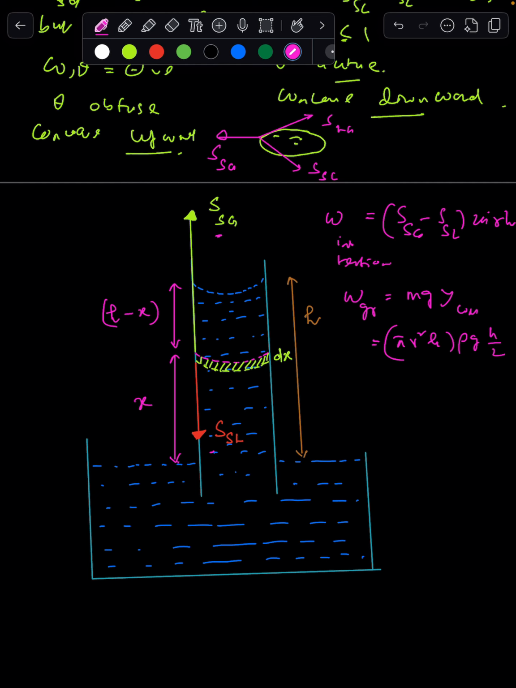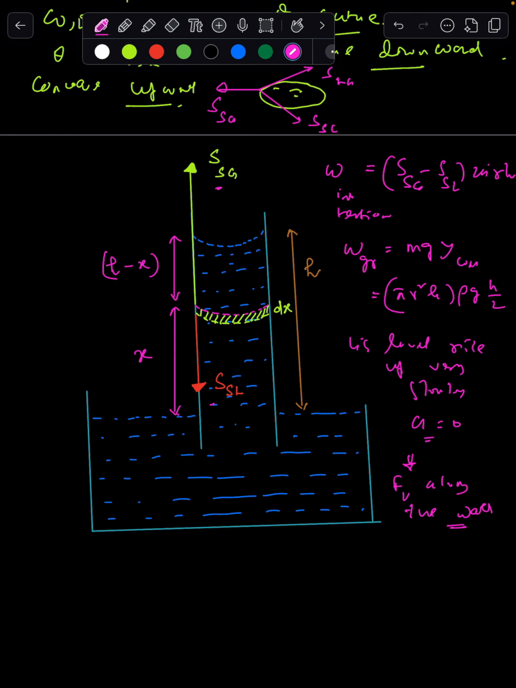Now the condition is that here we assume that the liquid level rises very slowly. That means acceleration is equal to 0. So acceleration is equal to 0 in the sense that there is work done by the viscous force on the wall, viscous force along the wall. Correct? So now the question is how can we calculate this work done by the viscous force on the wall?